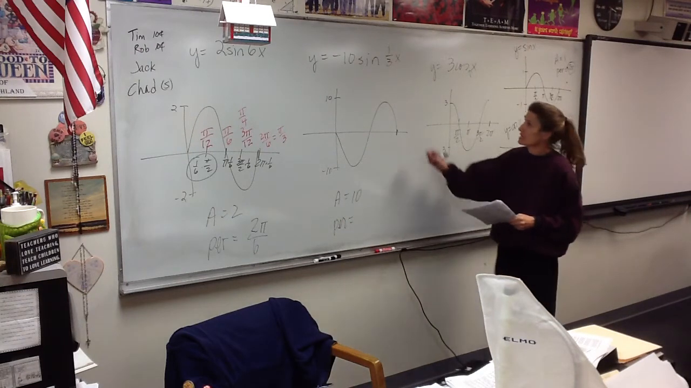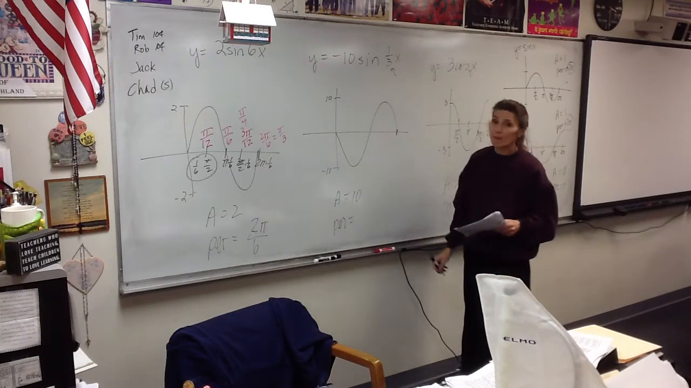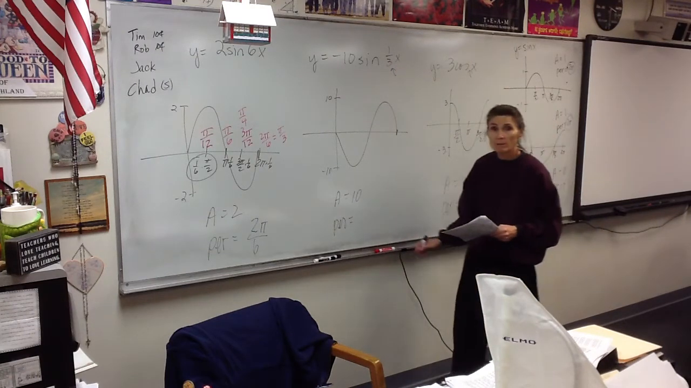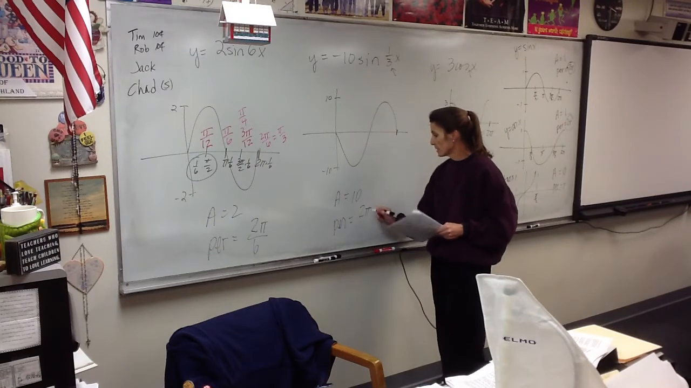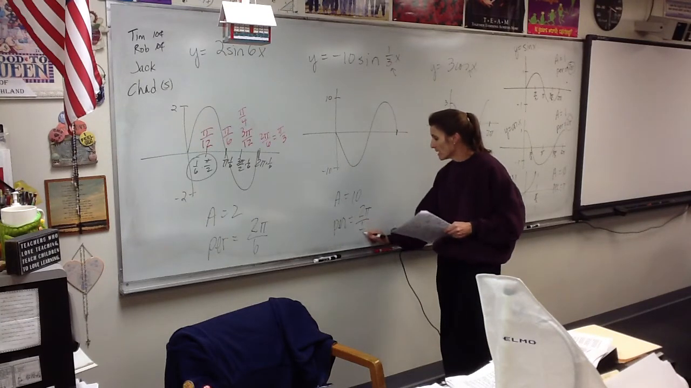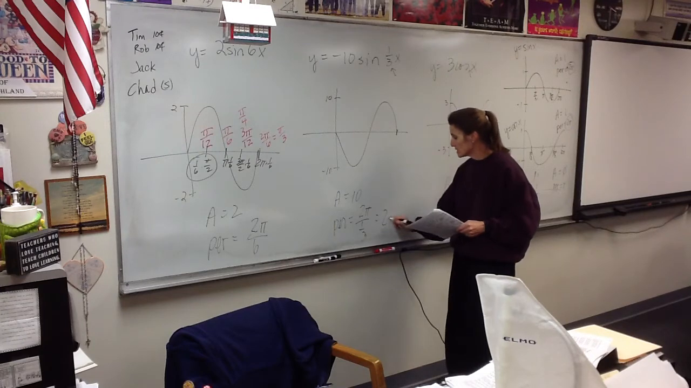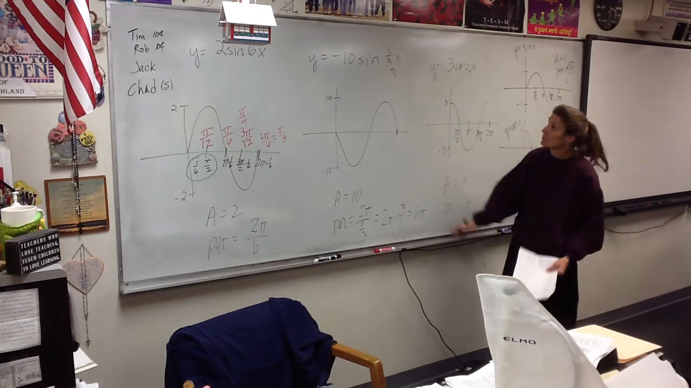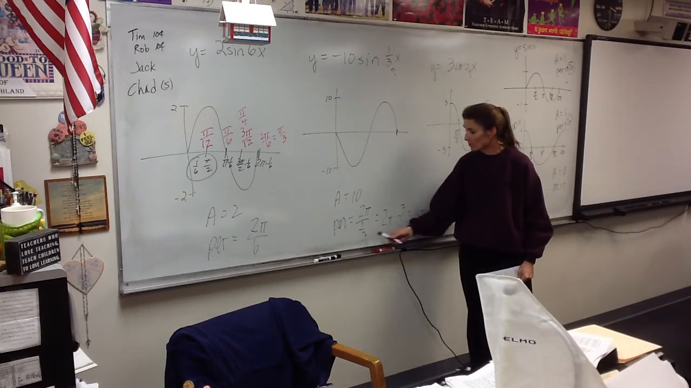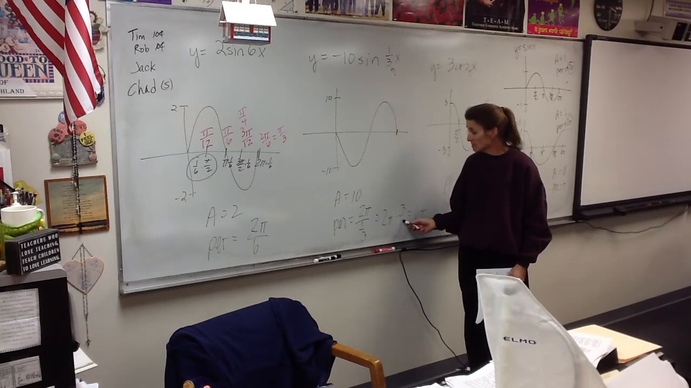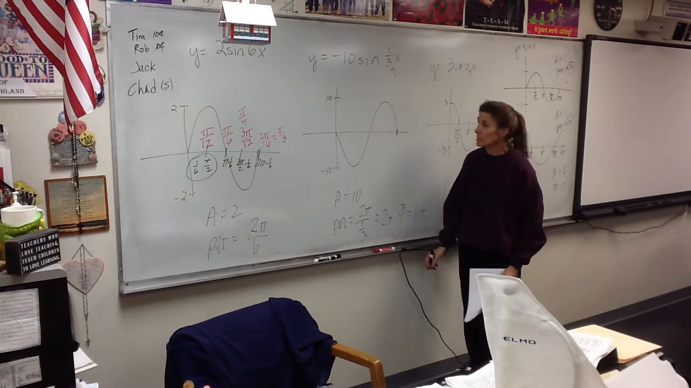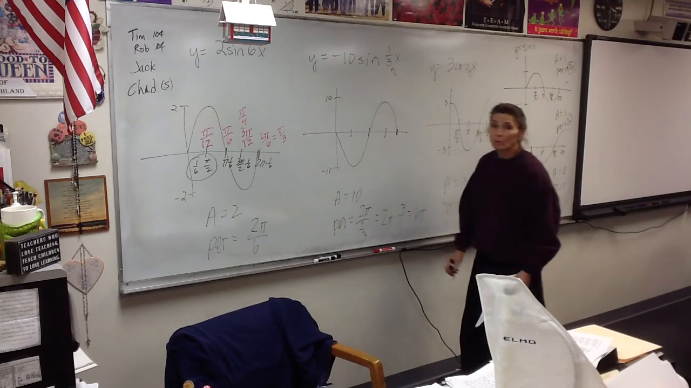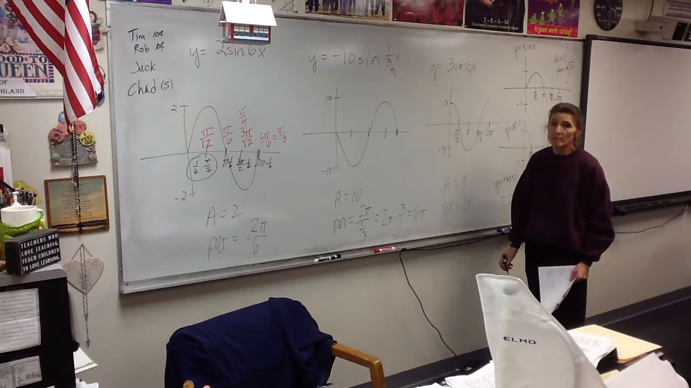Now my period has been changed. This number, remember, divides the period. So my normal period is 2 pi. I have divided by 1/3, which is the same as multiplying by 3. So all of my regular labels are going to be timesed by 3.